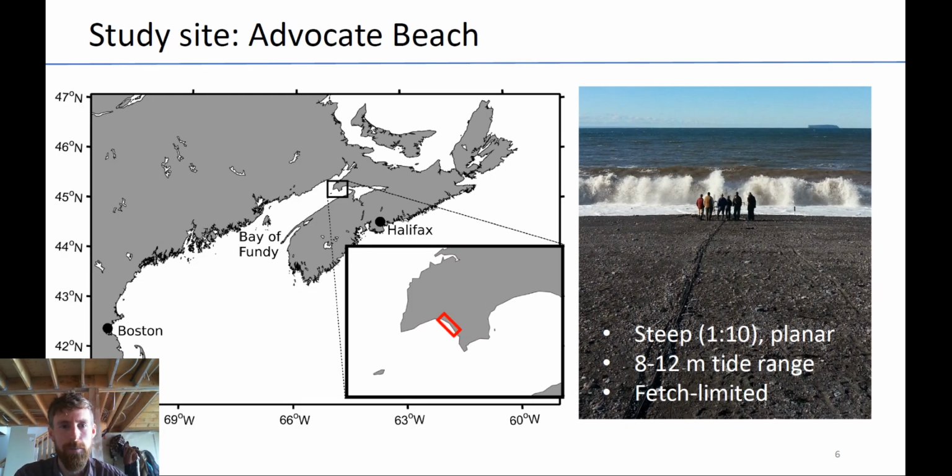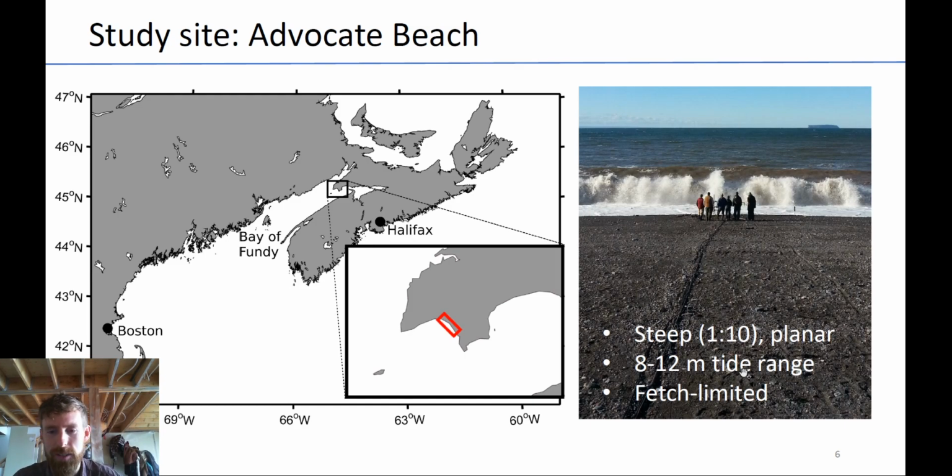Our study site is Advocate Beach. So here in this map, we've got the eastern seaboard of North America and Canada. We've got the Bay of Fundy here, Halifax and Boston for reference. And at the head of the Bay of Fundy in this box, that's right about where Advocate Beach is, shown here by the red rectangle.